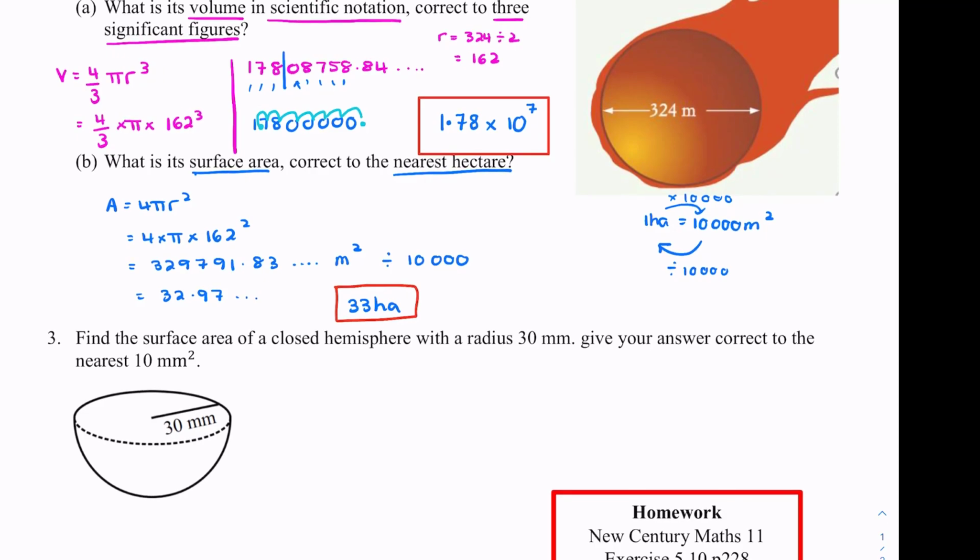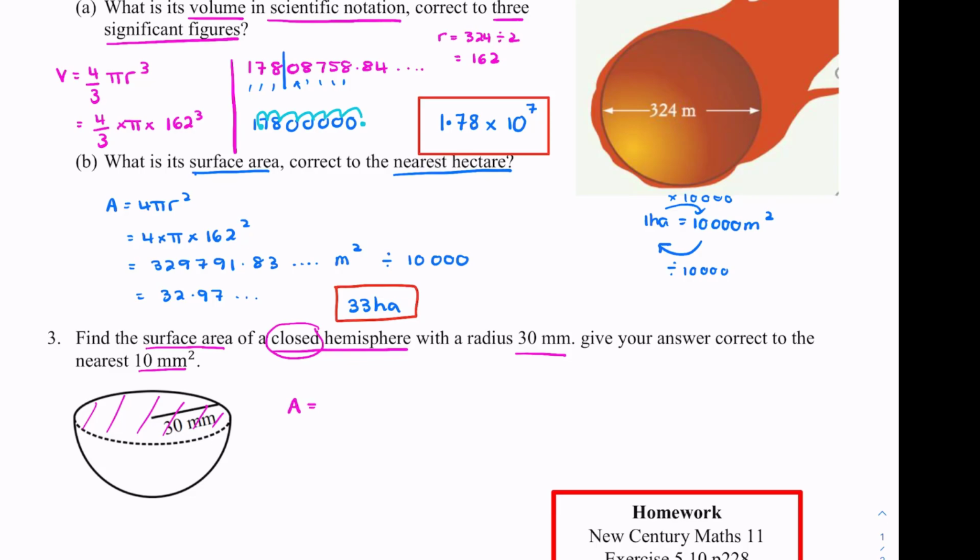The last question, find the surface area of a closed hemisphere. So a closed hemisphere, well, a hemisphere is half of a sphere. So imagine your tennis ball and you cut it in half. And a closed hemisphere means there's like a covering on top of this. And we're told we have a radius of 30 millimeters, and we're giving our answer correct to the nearest 10 millimeters squared. So let's work out the area.